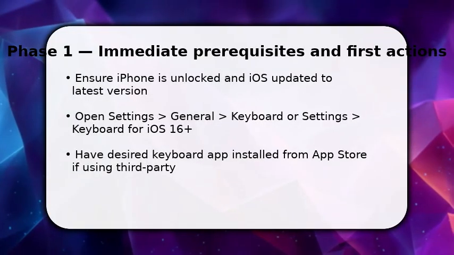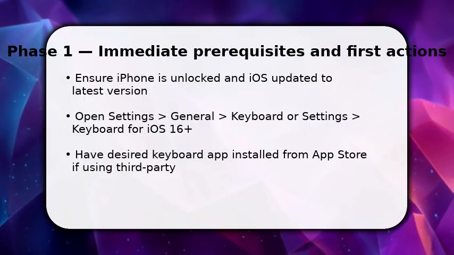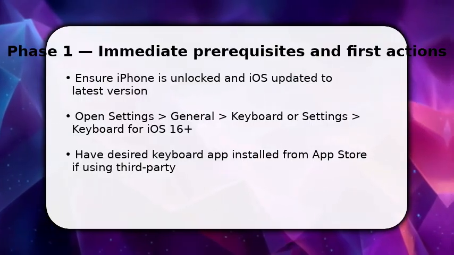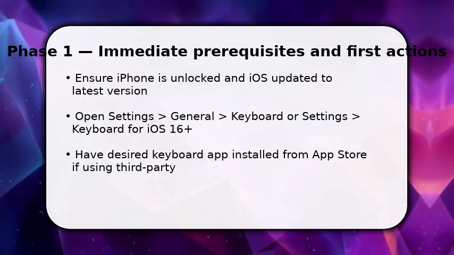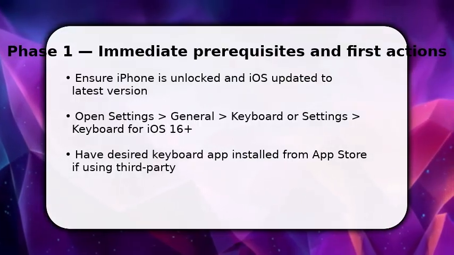You start by confirming your iPhone is unlocked and updated. This avoids unexpected menu differences. Once done, go to Settings and tap Keyboard. On newer iOS, Settings keyboard shows system options.